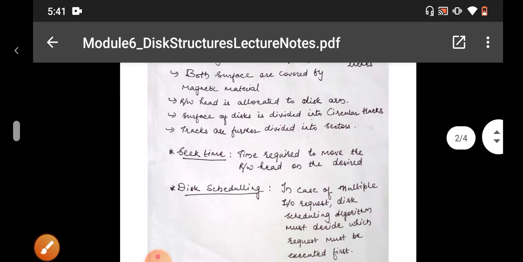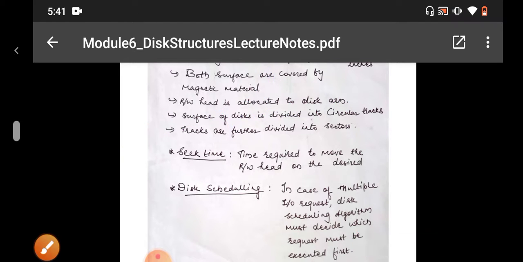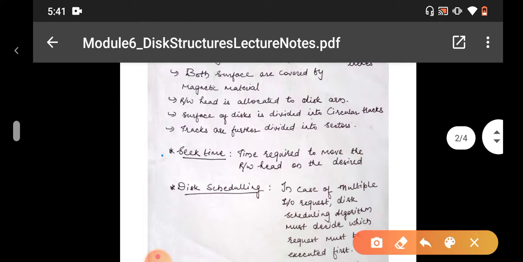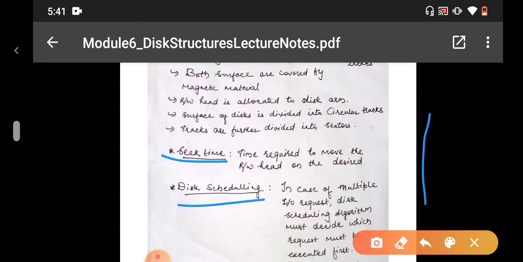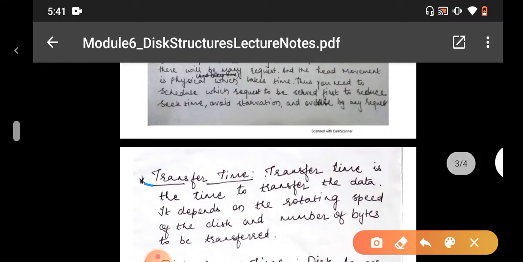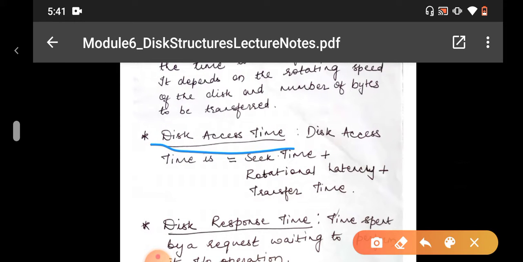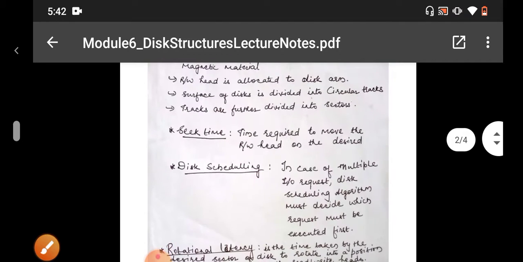That's what I told. Now there are a few parameters which you need to take care of while studying disc scheduling. The parameters which govern disc scheduling: first one is the seek time, then the rotational latency, and transfer time. Also disk access time and disk response time too. And we will take up all these things.